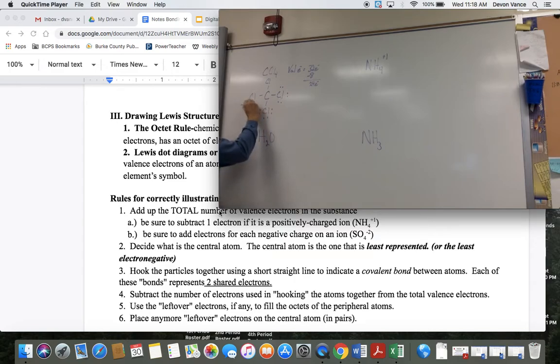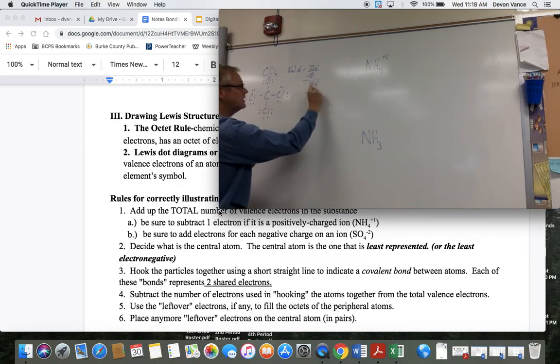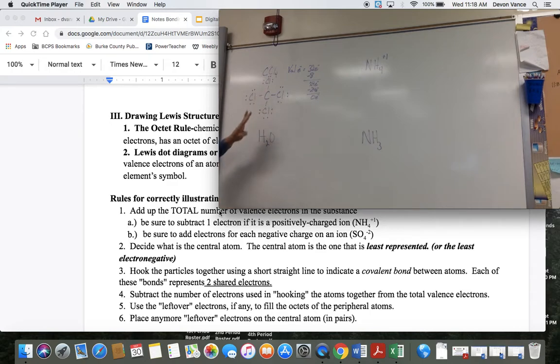This one will also use 6. Now when I do that, I have 6 plus 6 is 12, plus 6 is 18, plus 6 more is 24. So I've actually used every one of my electrons, and I have none left over.